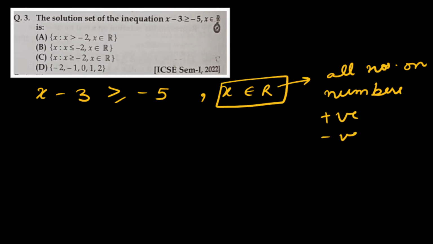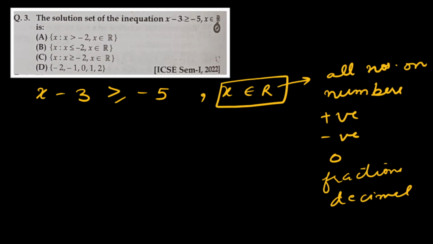Let's do the next question now. Question number 3. The solution set of the inequation. So the inequation given to us is x minus 3 greater than equals to minus 5, and here x belongs to real numbers. Capital R is the symbol of real numbers. Real numbers means all numbers on the number line: positive, negative, zero, fractions, decimals, rational, irrational. Every number is a real number.